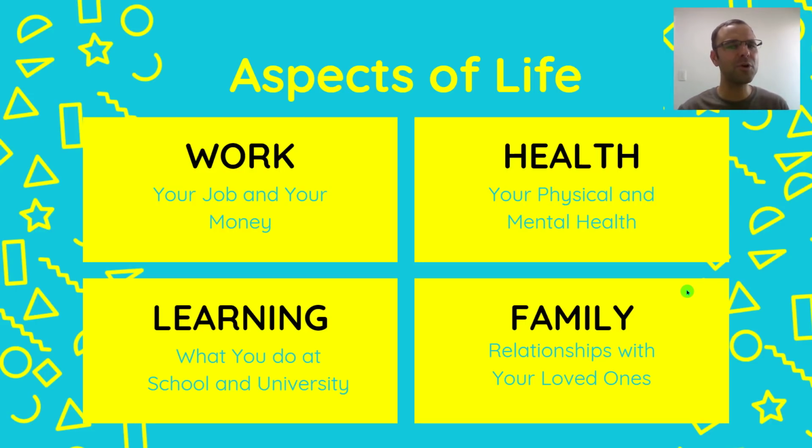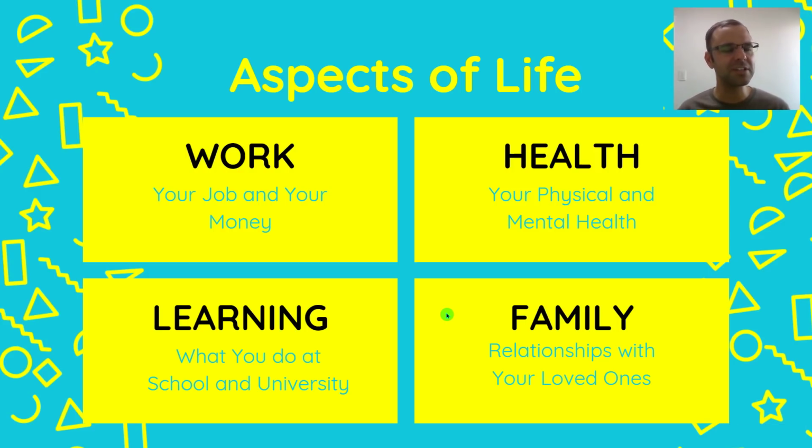And what are these four aspects of life? Well, they're on the screen now, and I'll summarize them very quickly. First off, you've got your work, by which I mean your job and your money. So ask yourself, how does my choice affect my work? Next up, you've got your health, by which I mean both your physical and your mental health. Next, you've got learning, which is what you do at school and university. And lastly, you've got family, by which I mean relationships with your loved ones, including your close friends.